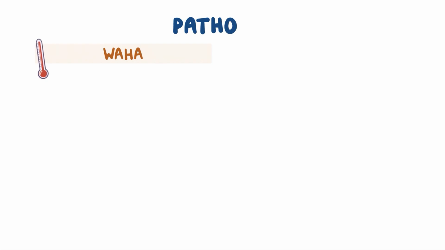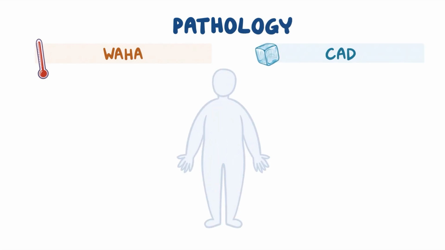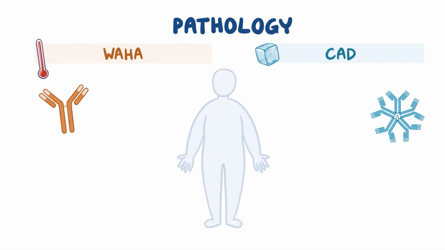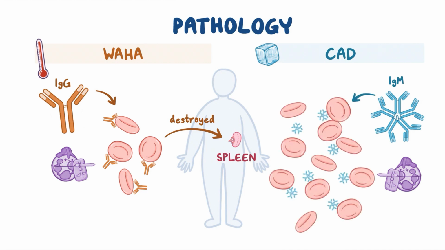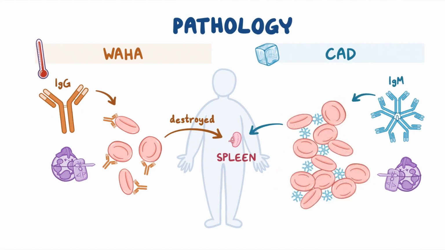In wAIHA and CAD, the immune system produces autoantibodies, which in this case are antibodies that target the body's own healthy immune cells. In wAIHA, usually IgG antibodies tag the red blood cells, which are then transported to the spleen to be destroyed. In CAD, usually IgM antibodies tag red blood cells, causing them to clump together, or agglutinate. Tagged red cells bind complement, one of the defense mechanisms present in the blood, and they become targets for destruction by immune cells.